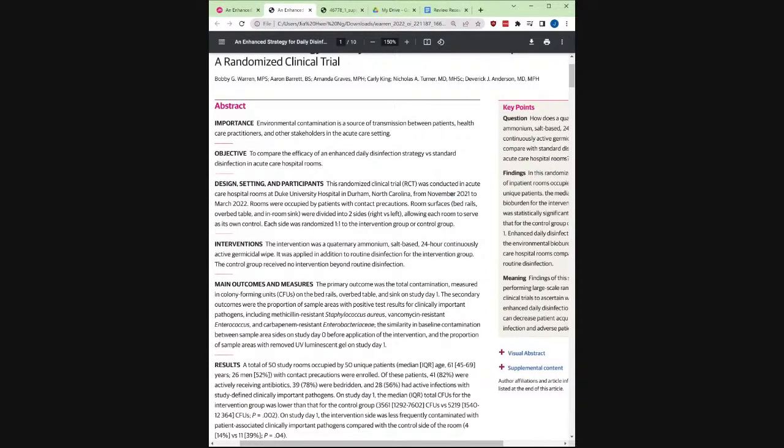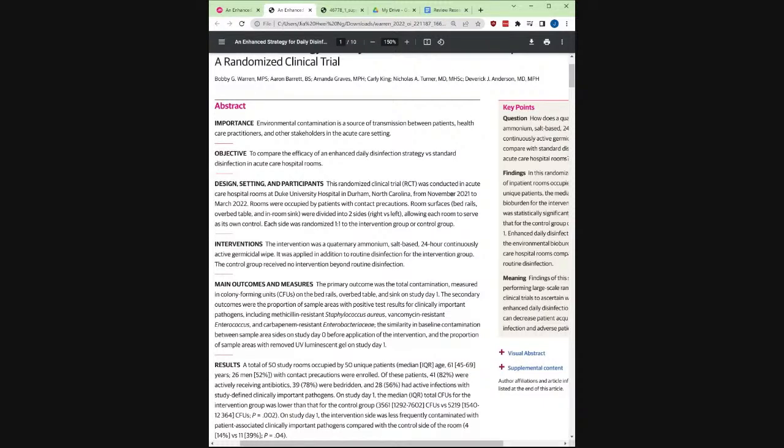Environmental contamination is a source of transmission between patients, healthcare practitioners, and other stakeholders in the acute care setting. And the main objective, the specific aim, is to compare the efficacy of an enhanced daily disinfection strategy versus standard disinfection in acute care hospital rooms.